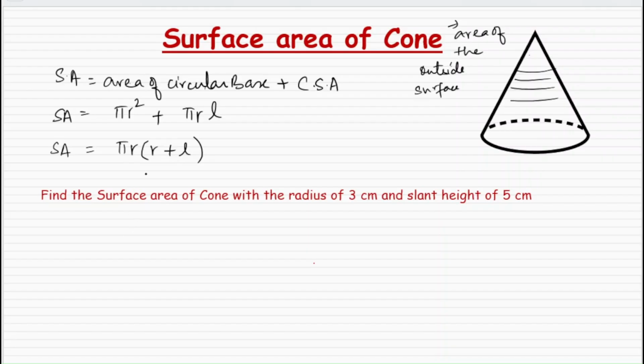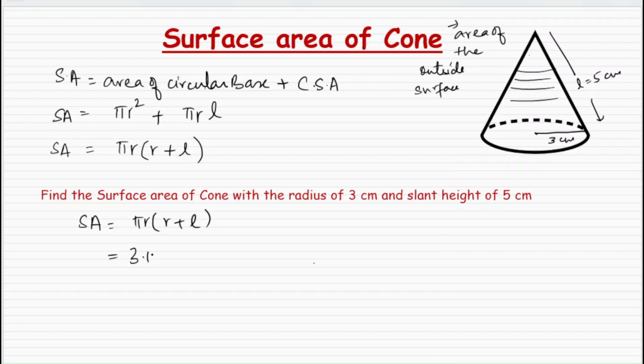Let's do a simple question. The surface area of the cone we need to find out with the radius of 3. So this radius is given as 3 and the slant height l is given as 5. So let's find the surface area. Surface area is equal to, you use this formula or this one, it's the same thing. Let me use the second one.